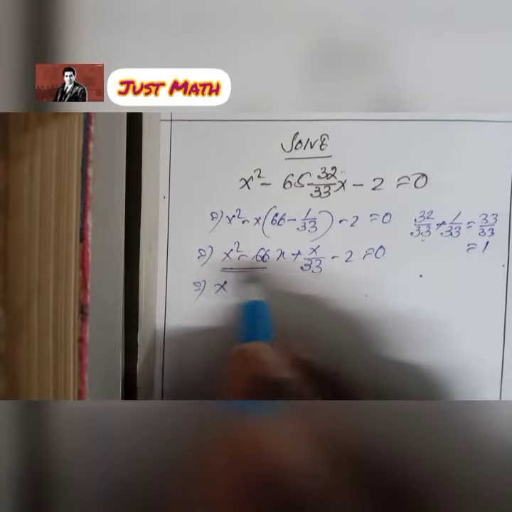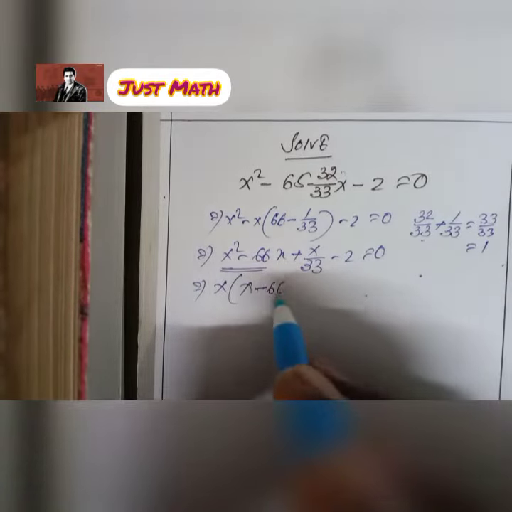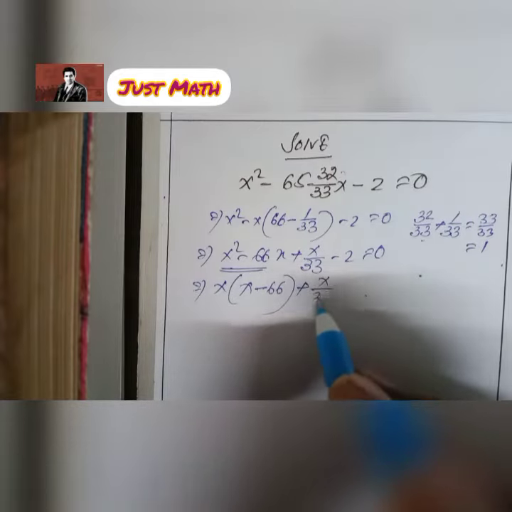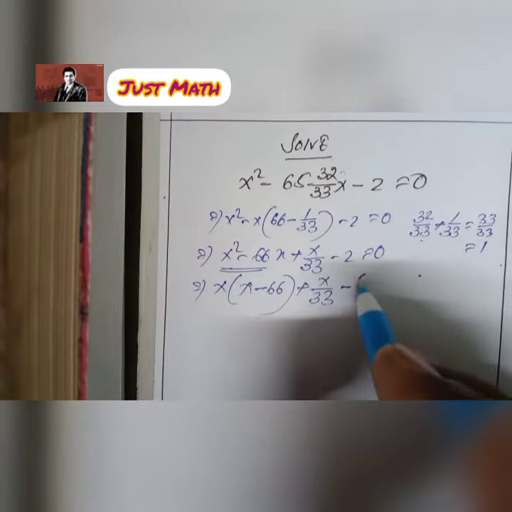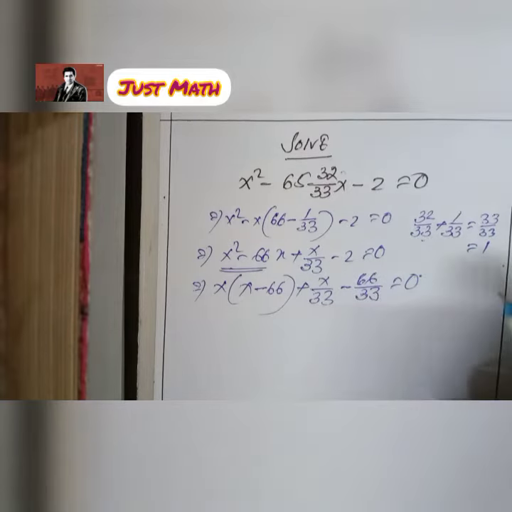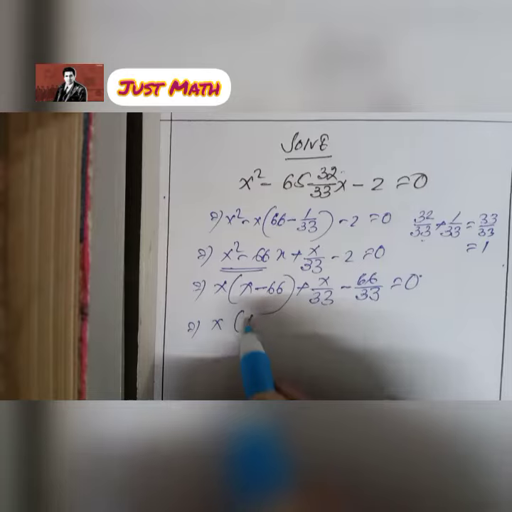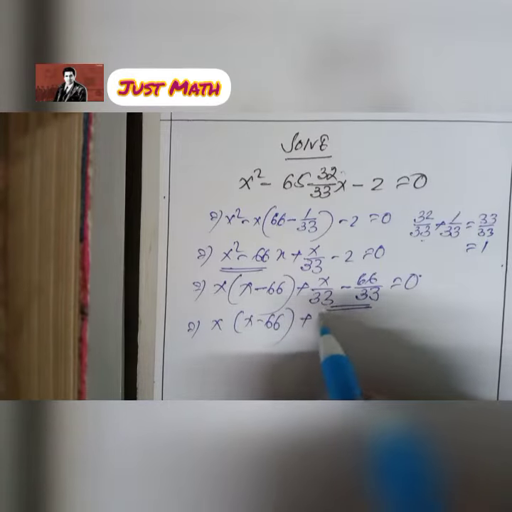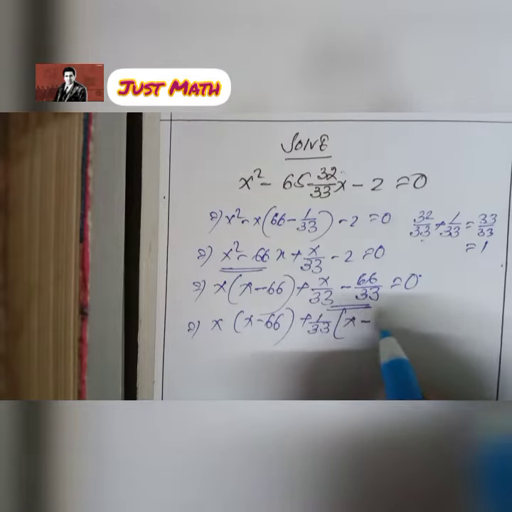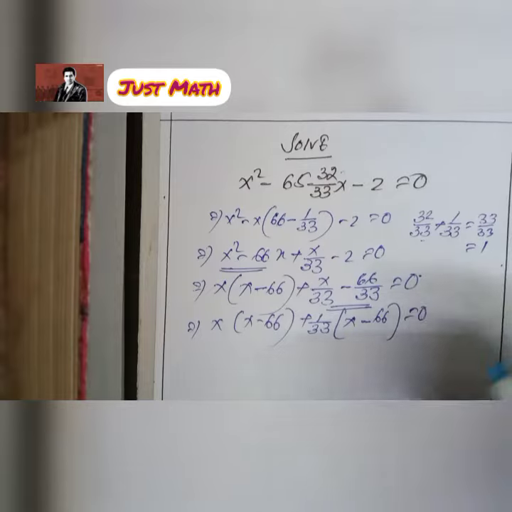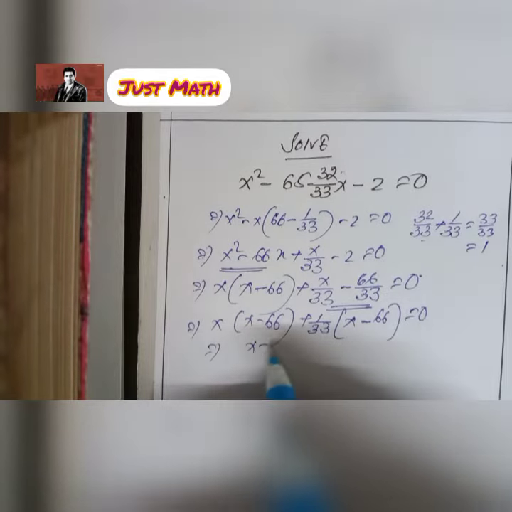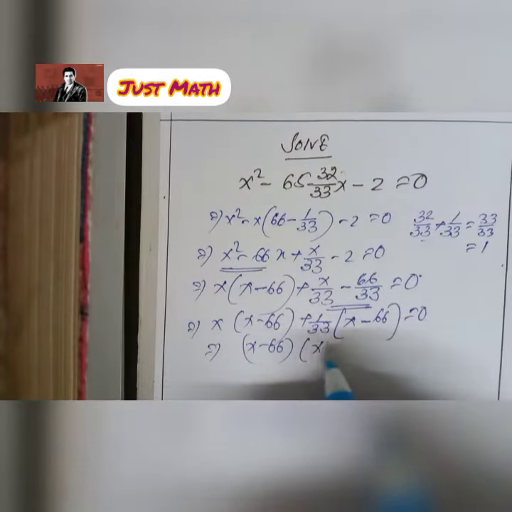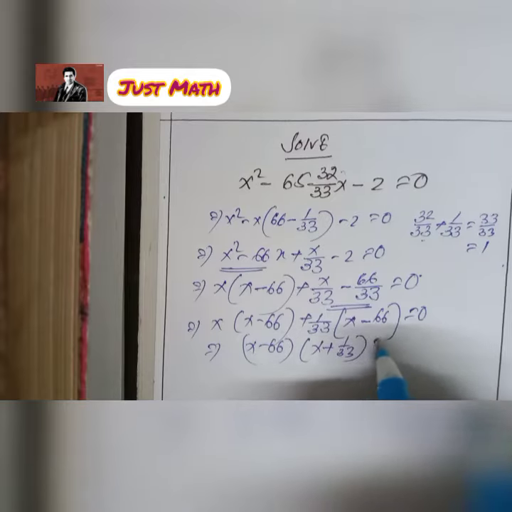Now, x is common. I get x minus 66. Now, 2 is 66 by 33. Okay. Now, x minus 66 plus, from this part, 1 by 33 is common. So, I get x minus 66 multiply x plus 1 by 33 equals to 0.